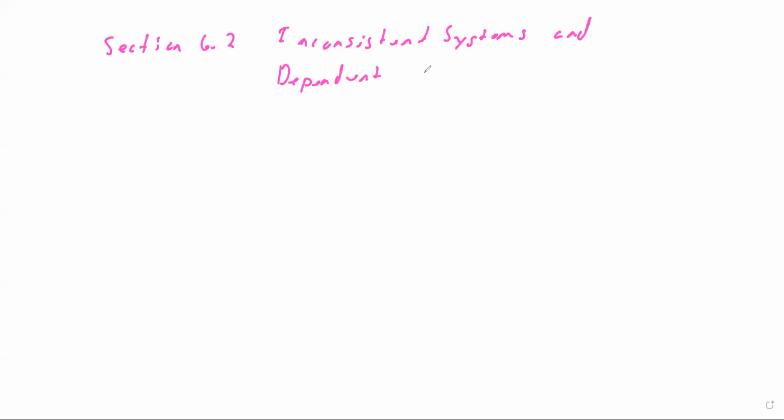Alrighty. In this video, we'll be doing section 6.2, talking about inconsistent systems and dependent equations. Basically what happens if we get one of those: no solutions, infinitely many, and so on and so on.